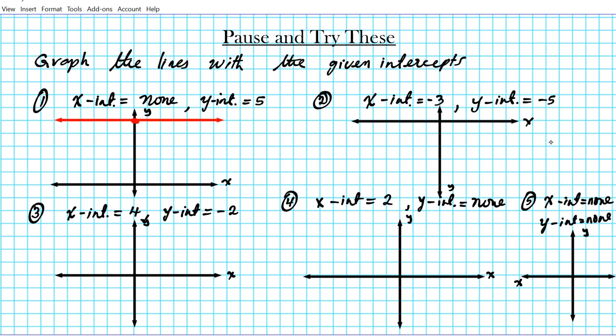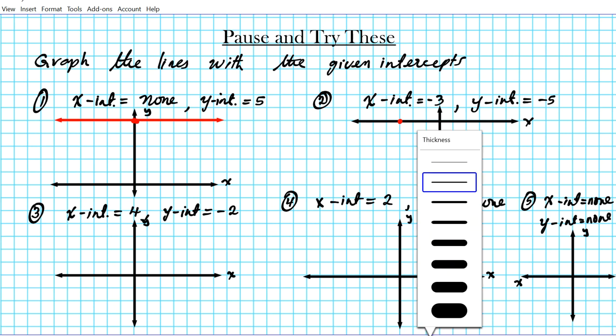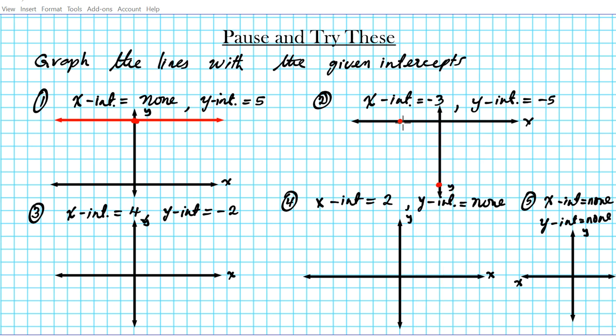So for number 2, x-intercept is -3, 1, 2, 3. Y-intercept is -5, 1, 2, 3, 4, 5. Okay. And then let's go ahead and draw the line. So it's the line through these 2 points right here. Bam, like that.